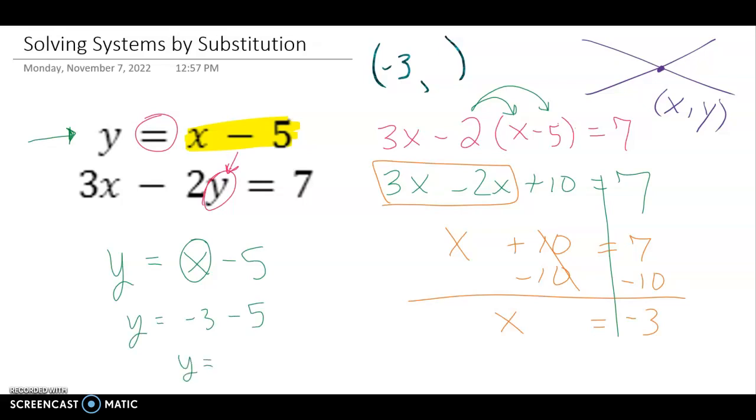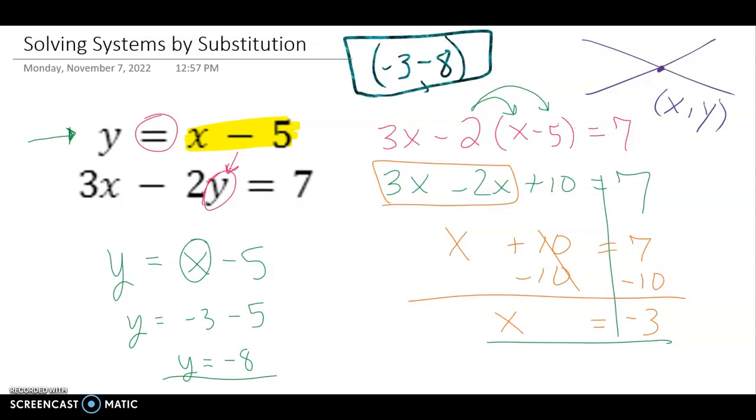Negative 3 minus 5 is negative 8. So now we have the x value is negative 3 and the y value is negative 8. So I'm going to finish my answer up here at the top. The ordered pair where those two lines meet is negative 3, negative 8.